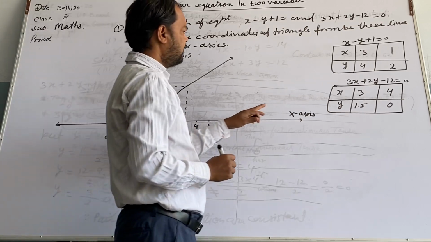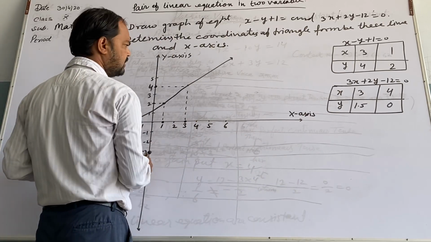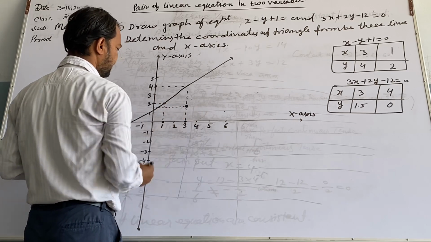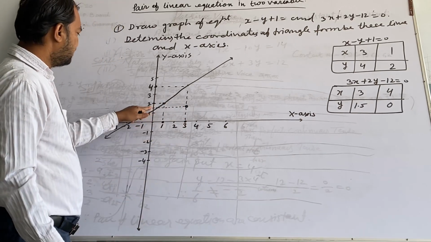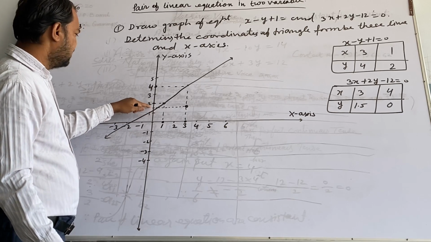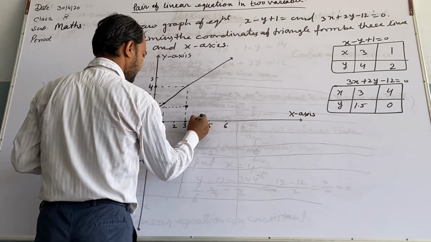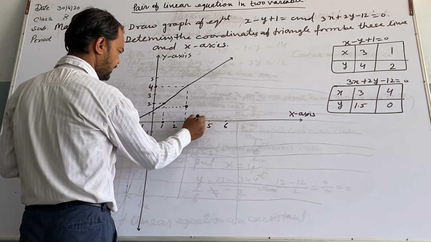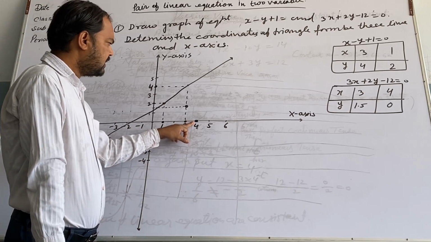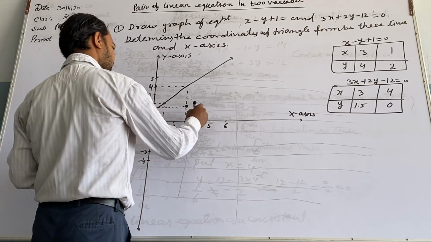And in the second case, x is 3, y is 1.5. Where is x is 3? Here x is 3, y is 1.5. Between 1 and 2, here is 1.5. You can count here by 5 divisions. This is the first point. The second point is x is 4, y is 0. x is 4 is this. y is 0 is this. As we know, if y is 0, it will be on the x-axis, or on the x-axis the value of y is always 0. So draw the graph.